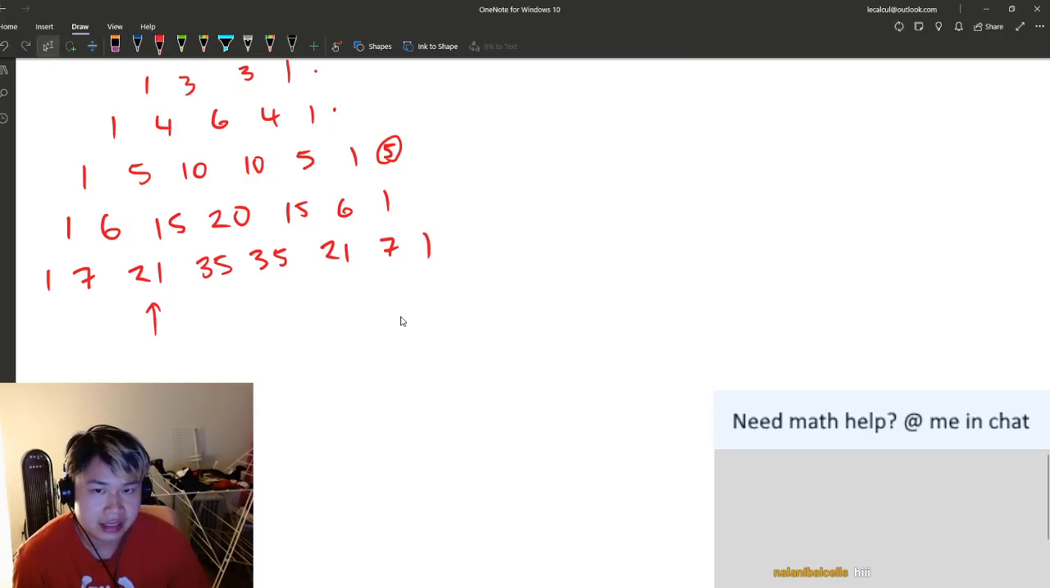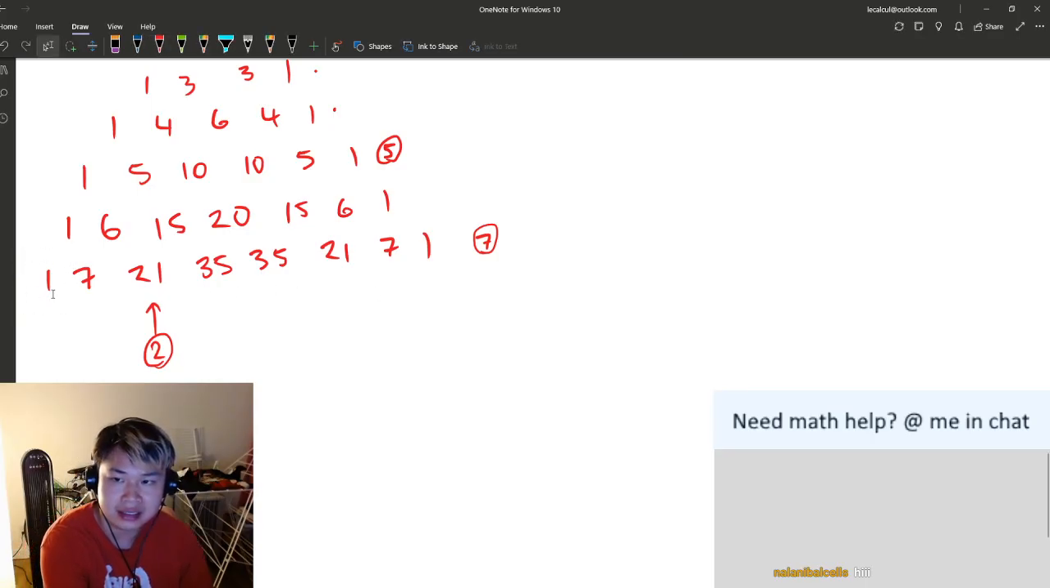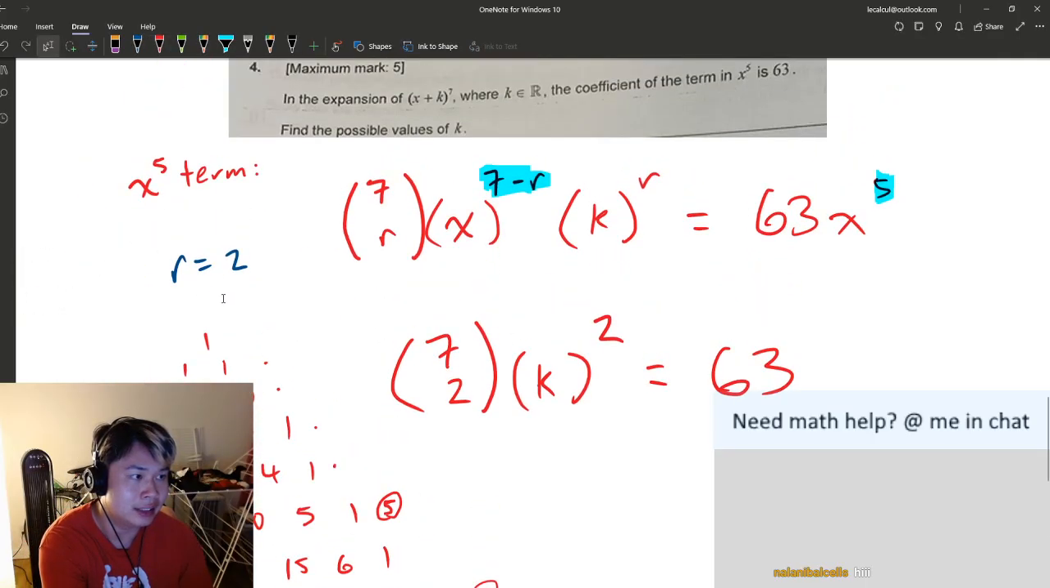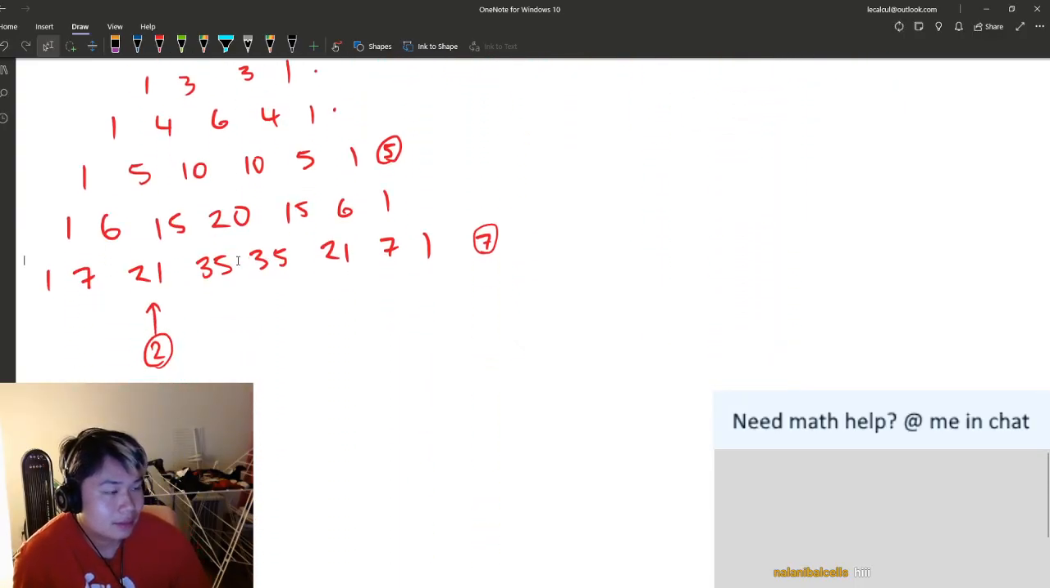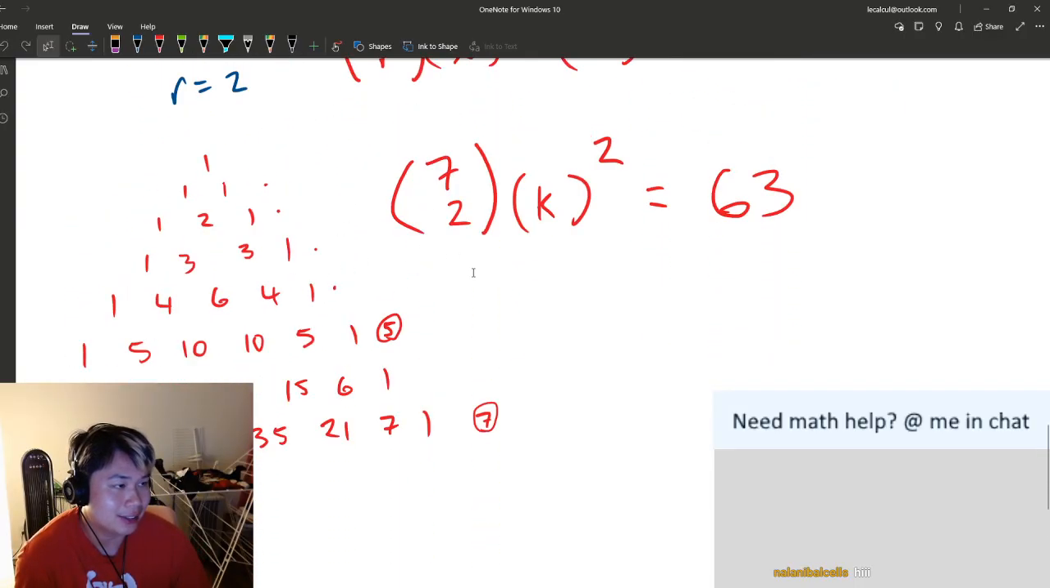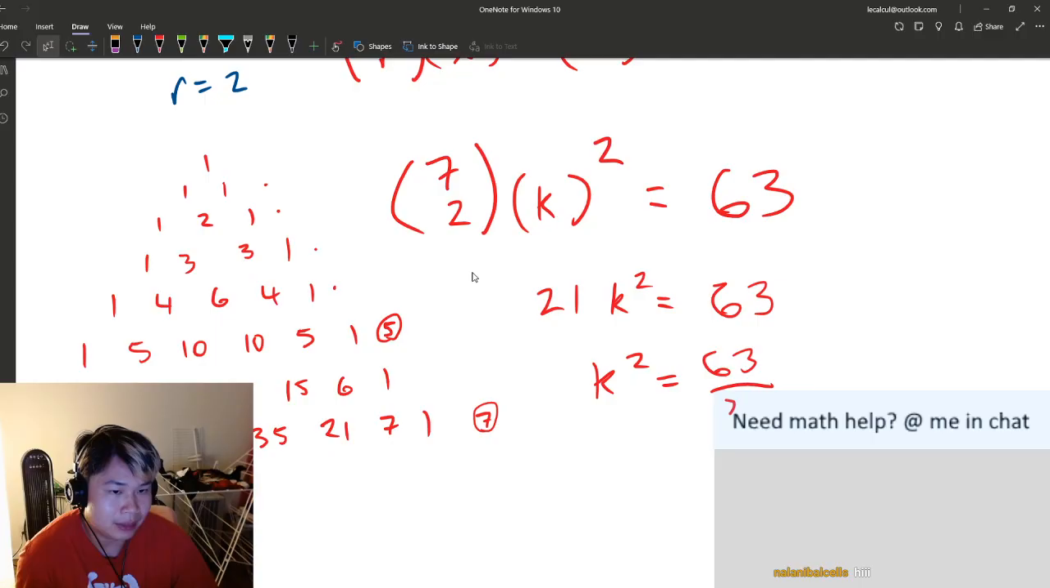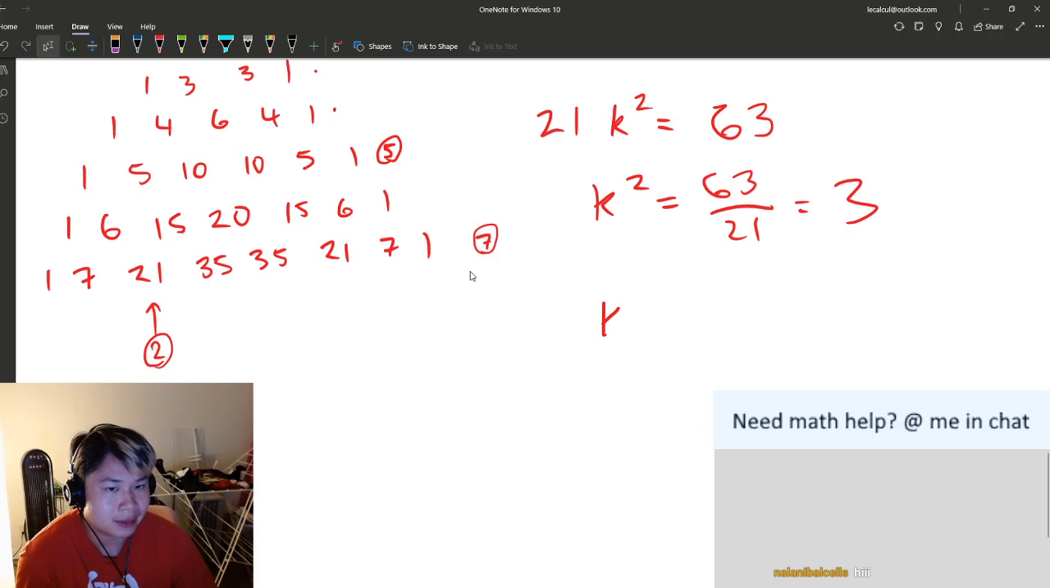So again, 7 and 2. And then remember, Pascal's triangle starts at zeros. Index is a 0. So this is the 0th, and then this one is the 0th. Okay, anyways, 7c2 is 21. So 21 times k squared equals 63. So k squared is equal to 63 divided by 21, which is 3. So k has 2 possible values, plus or minus the square root of 3.